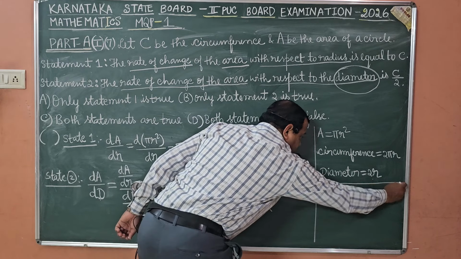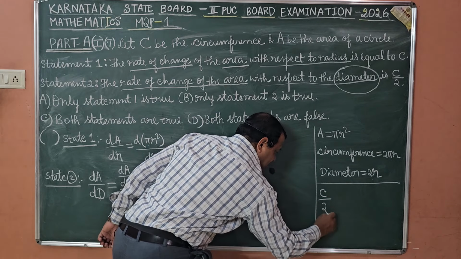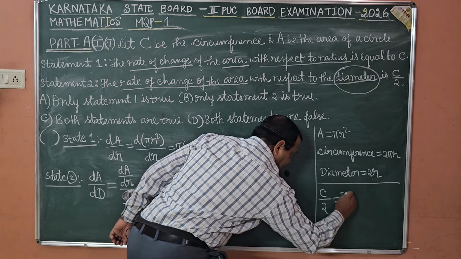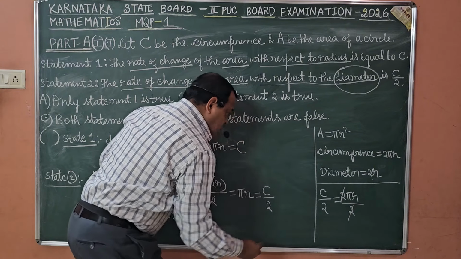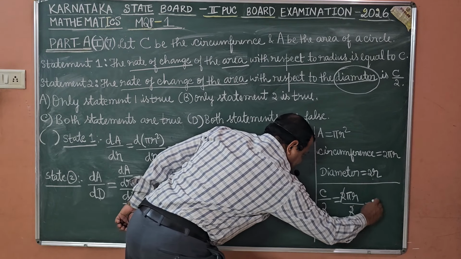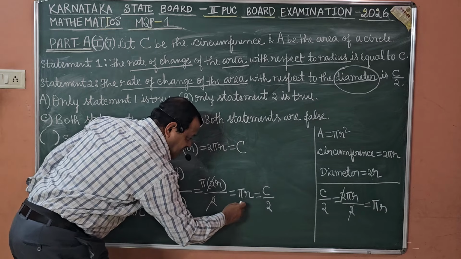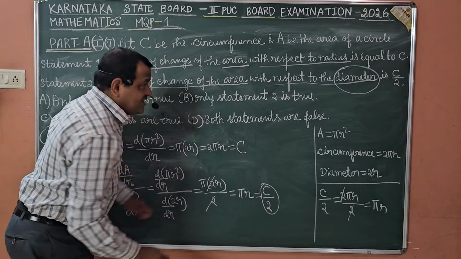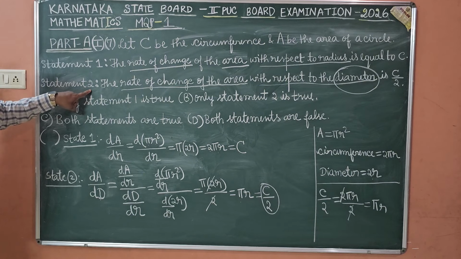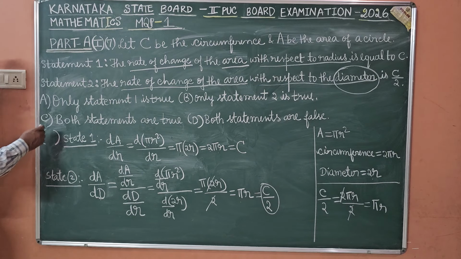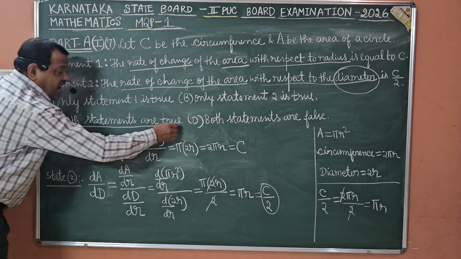I will do it here. Say C by 2. What is C, circumference? 2 pi r. 2 pi r by 2. 2 cancelled. See, we are getting pi r. So I said C by 2, and that is what is given in statement 2. Therefore, it looks like statement 2 also is true. Therefore, option C is correct. Both statements are true.